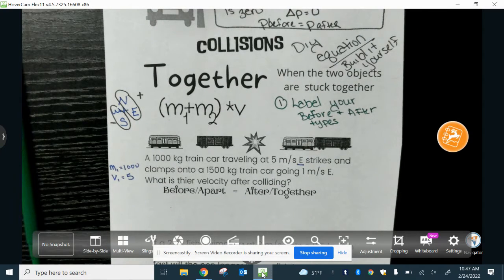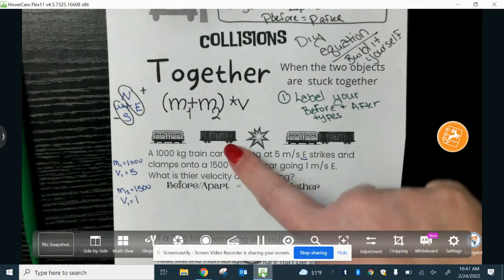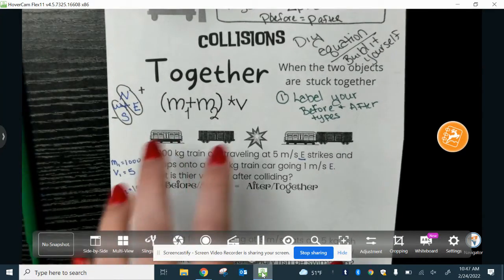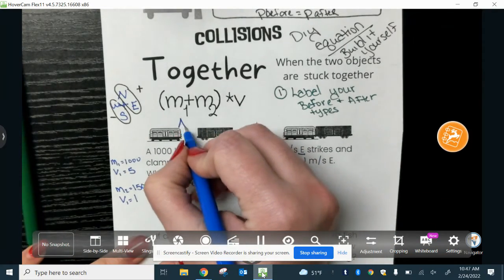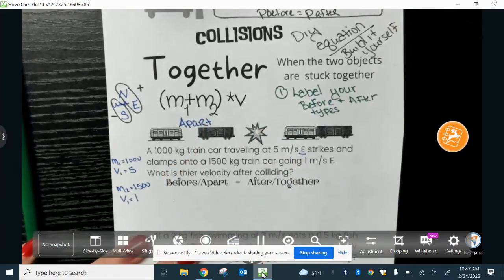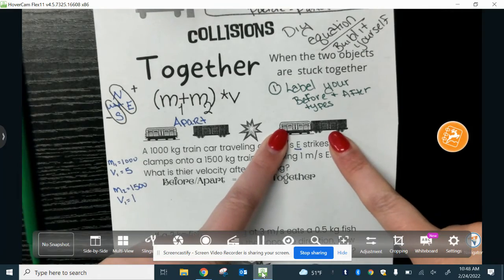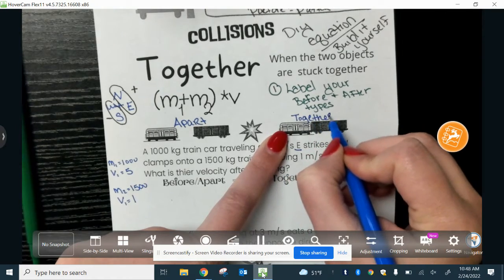It strikes and clamps onto a 1,500-kilogram train car going 1 meter per second east. Okay, these are going in the same direction. This guy's just slower. Doesn't get hit from behind. What type of collision is this? Are they together right now? No. We're going to label that then as an apart. Okay, it says when they hit, they clamp together. Are they still apart? No. They're together.